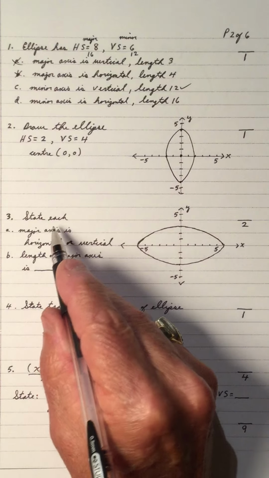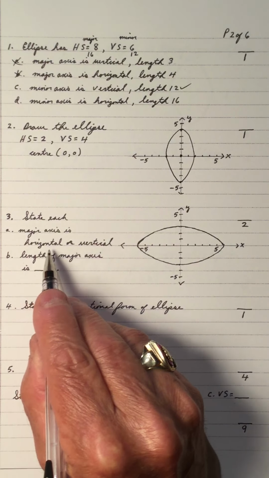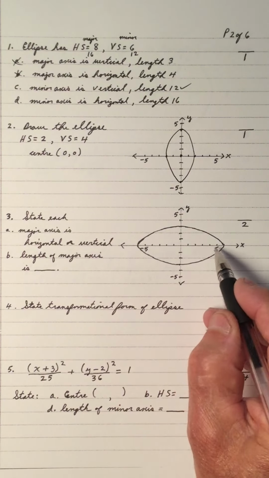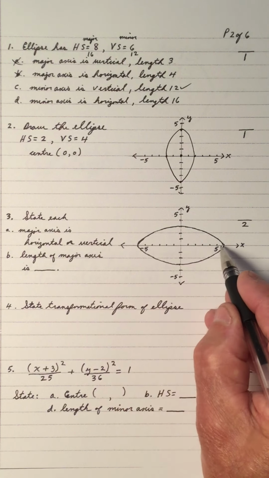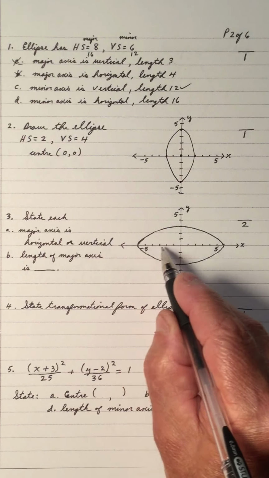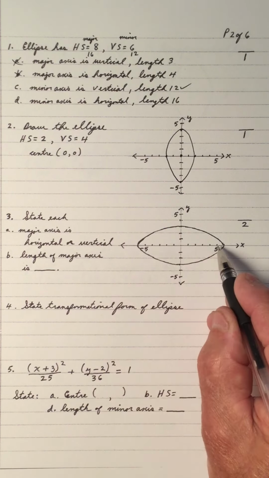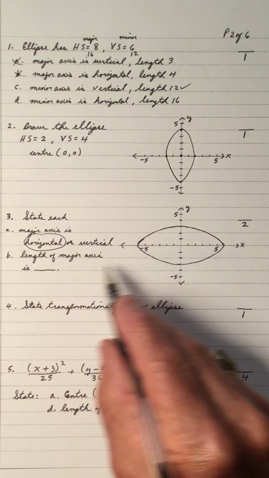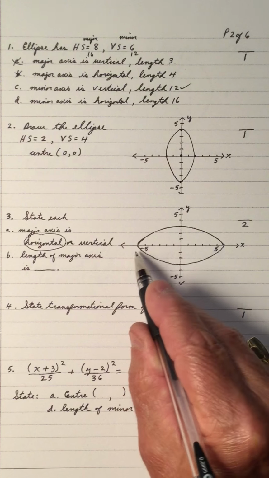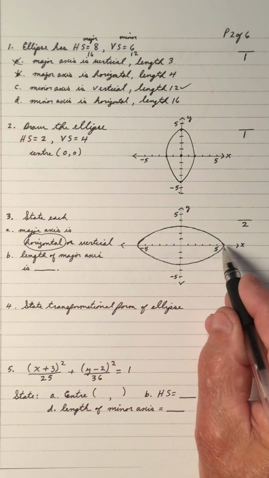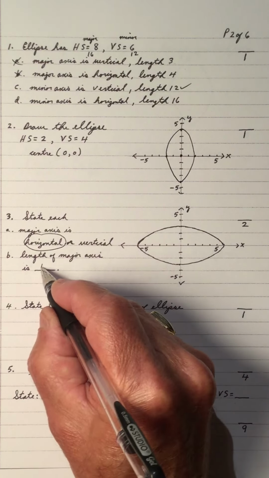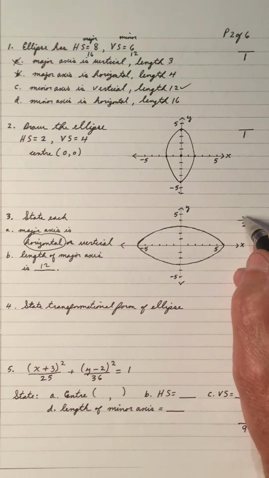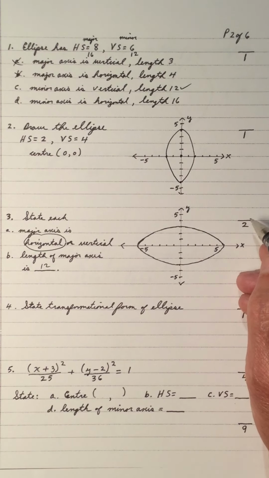Number 3, state each. The major axis is horizontal and vertical. So this is the ellipse. This is longer here, so the major axis is the horizontal line. So it's horizontal. And the length of the major axis is from -6 to 6, so that's 12 units. If you have each of these, give yourself a mark each.